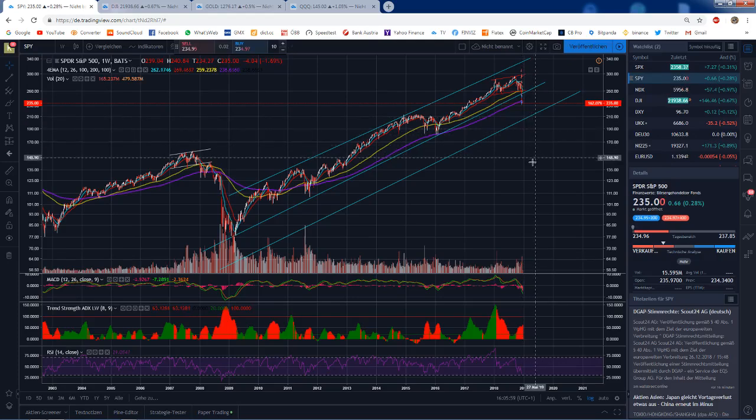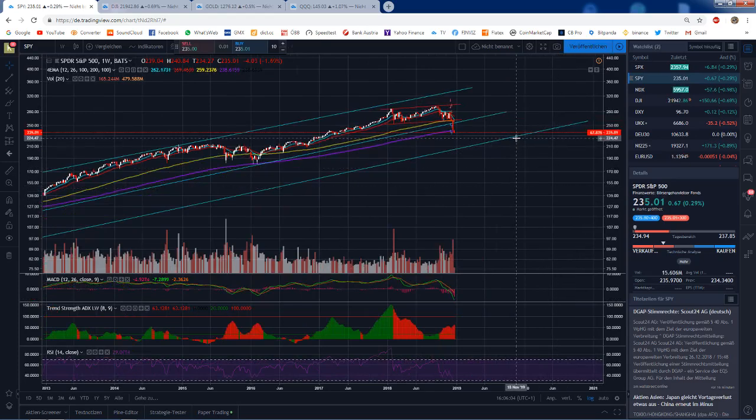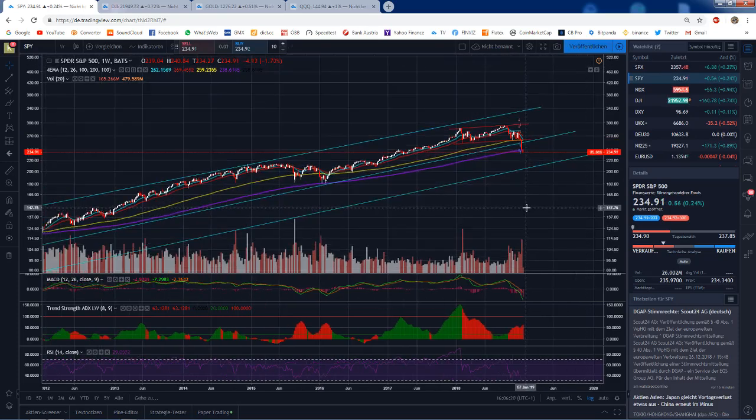We could very much see a relief rally, which would actually be nice if we want to see further downside and a continuation or a starting of a bear market. In my opinion, we actually started a bear market, and yeah, I could be wrong, no doubt.